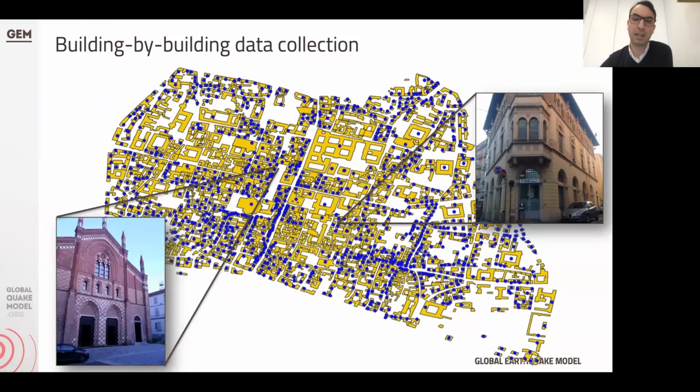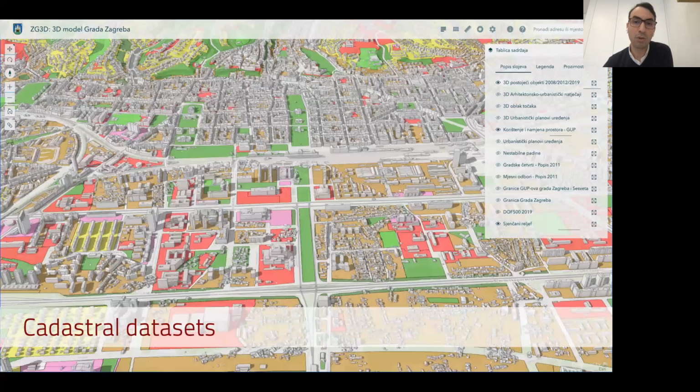Of course, you can launch campaigns in which you have a team that goes building by building and collects information. This was an exercise done many years ago for the city of Pavia, where 1,300 buildings were cataloged using these tools. And you also have now a few cities, like, for example, Zagreb, which is extremely interesting for the purpose that Arash was mentioning before, that was affected by an earthquake recently. Some cities are building 3D models of their buildings, of their cities, which is obviously extremely useful.